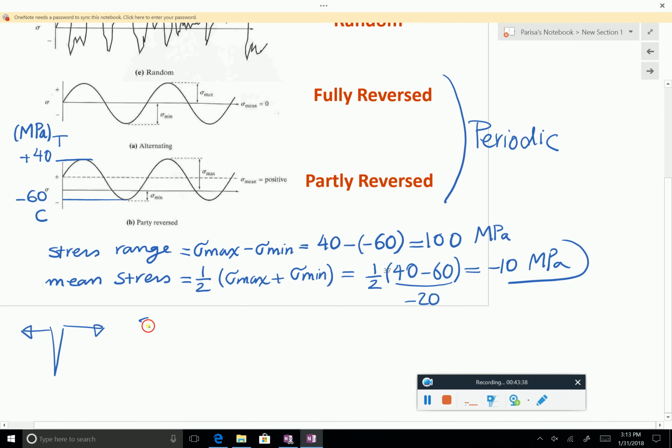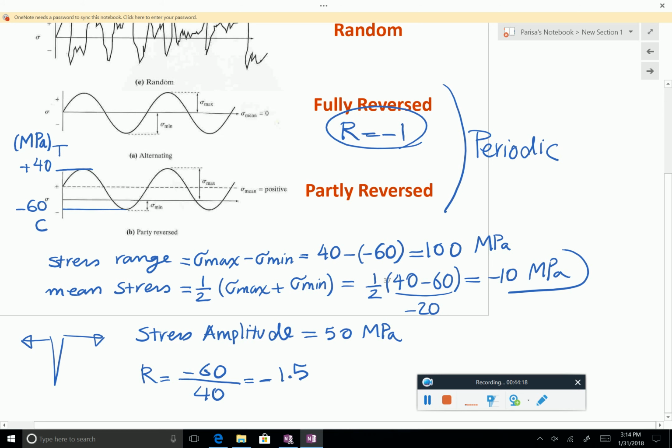How about a stress amplitude? This is half of the range, and this is 50. And then the stress ratio, depending on how you define it, if you take minimum as the negative and maximum as positive, this is a negative number. If you have a fully reversed situation like that, you have negative 1.